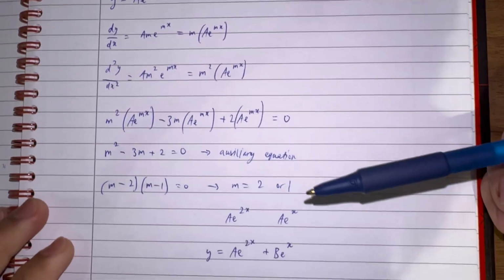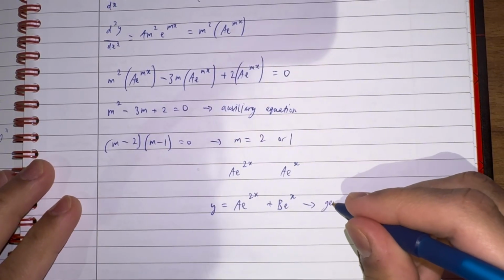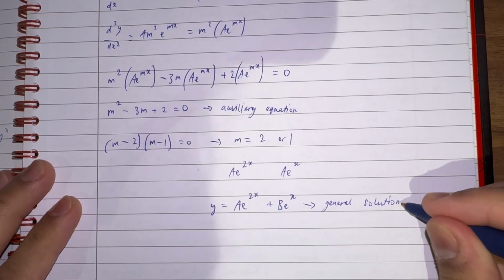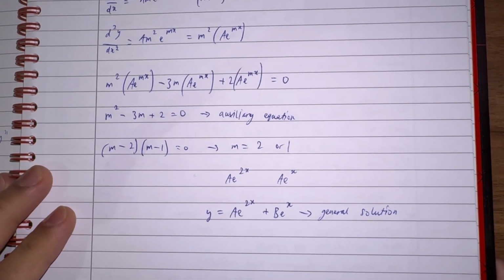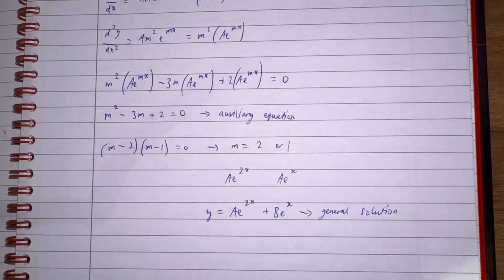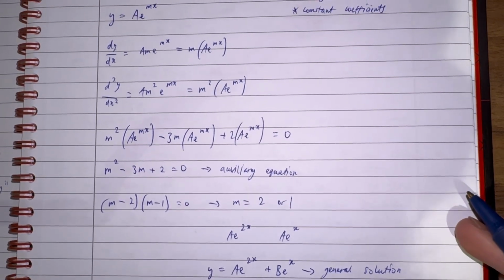So this is called the general solution. This is the general solution because it's the full solution of the equation, assuming that you haven't got any boundary conditions. Boundary conditions are basically where you can solve for the coefficients A and B, but I'll go through that in the next video. So this is the main basis of it.